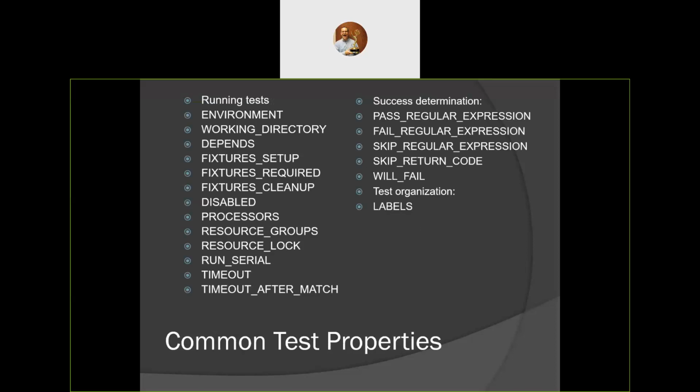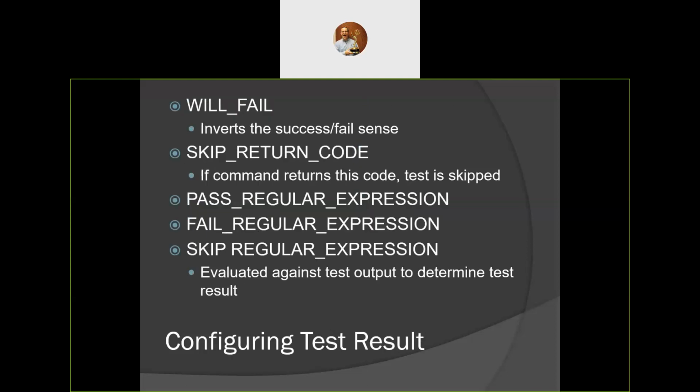Common test properties that you might use: there's a bunch of properties that control what happens when the tests are run, and there's some properties that control whether or not the tests are considered successful, and there's also this labels property that can be used to organize tests into groups. And we'll take a look at these in more detail as we go on. So, configure the test result.